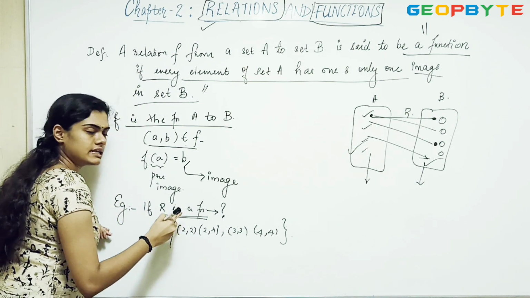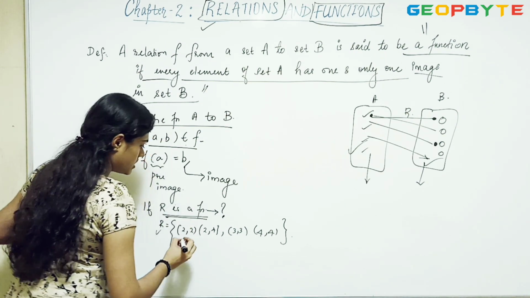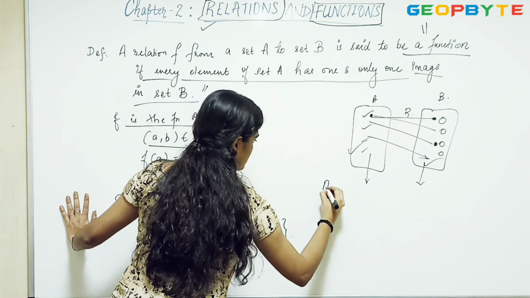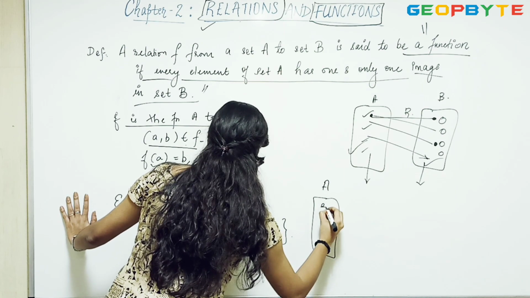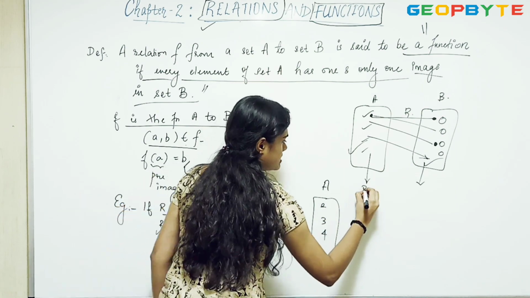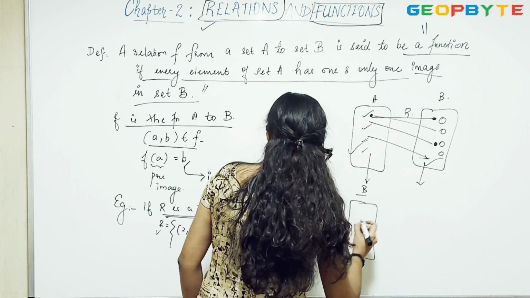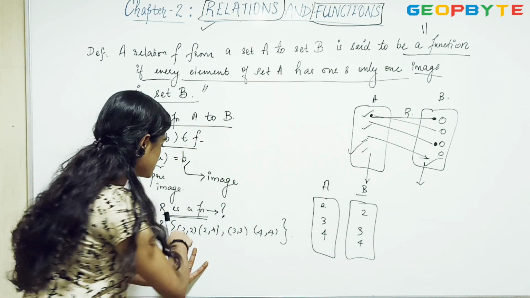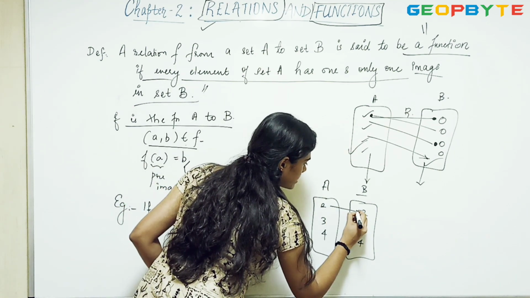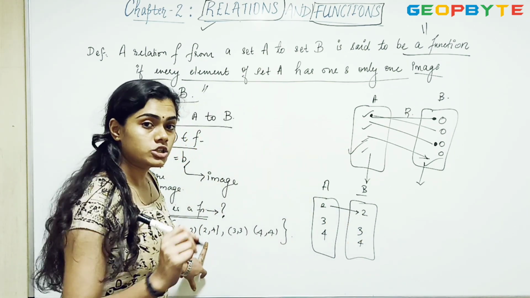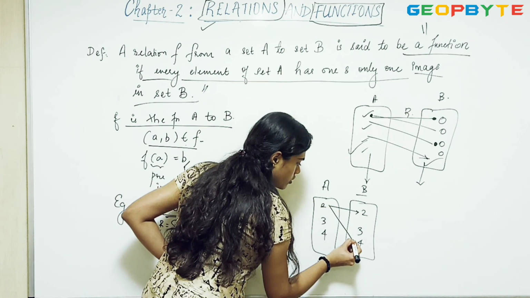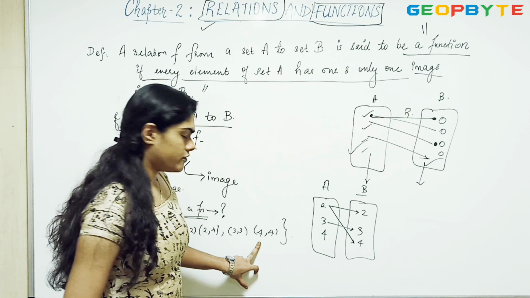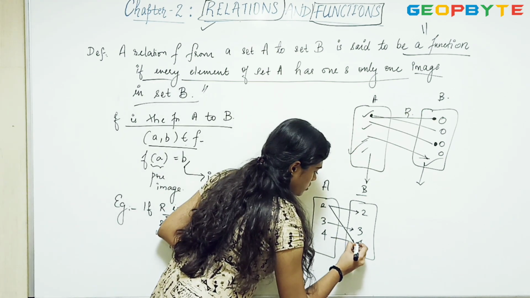So, is this relation a function? We'll see that. See, what are the elements in A? Set A has 2, 3 and 4, and B has 2, 3 and 4. See, what is the ordered pair? That is (2, 2), 2 related to 2. And 2 is also related to 4. Okay. 3 is related to 3. Fine. 4 is related to 4.